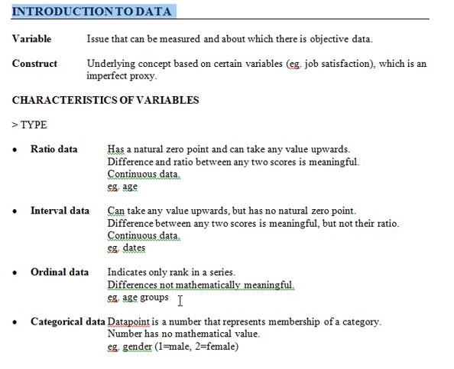And then lastly, categorical data. Now these data points are a number that represents membership of a category. The number has no mathematical value. For example, here we can just code gender. 1 is male, 2 is female, or we can do it vice versa, 1 female, 2 male, and it has no bearing on size or mathematical value. So it's always important to know which type of data you're working with in any given scenario.